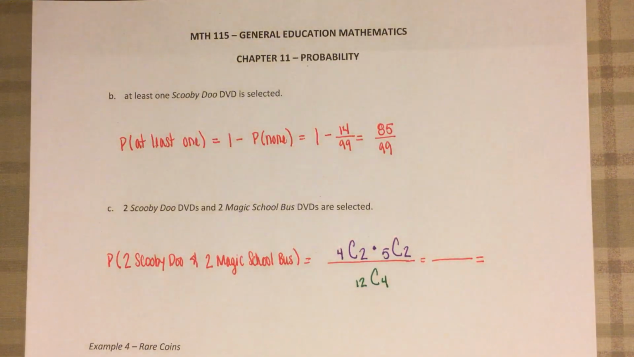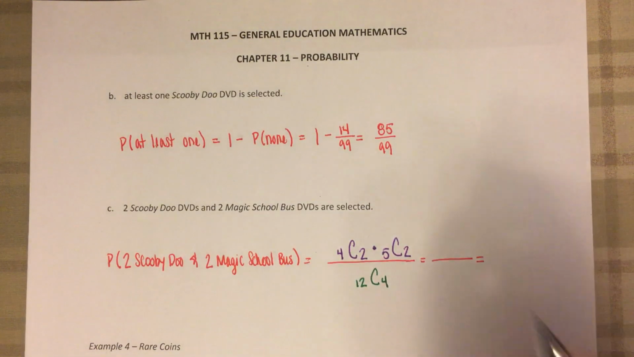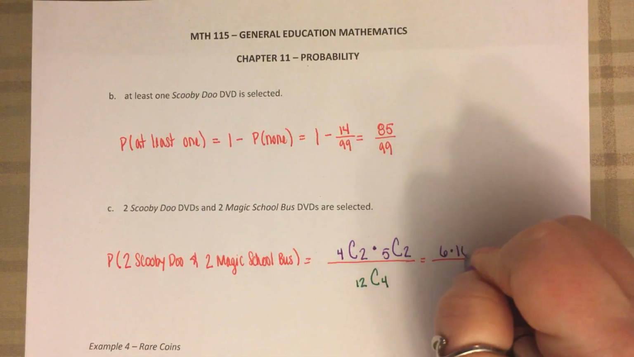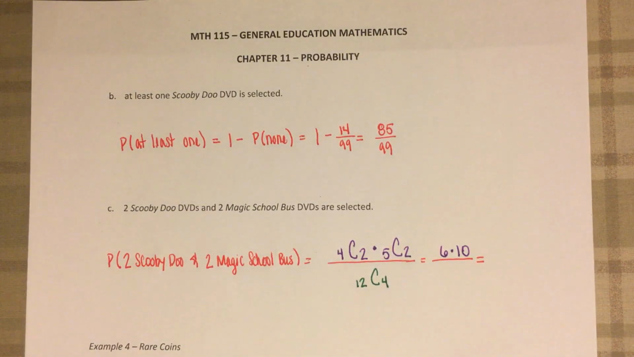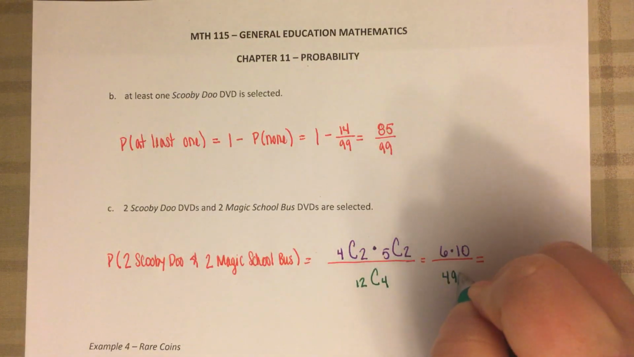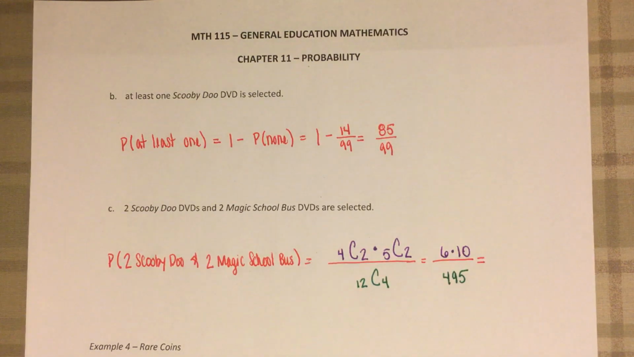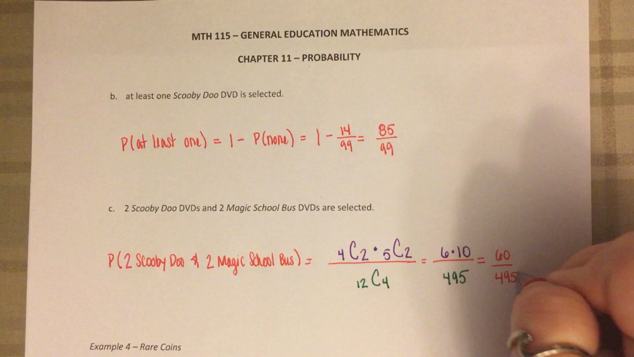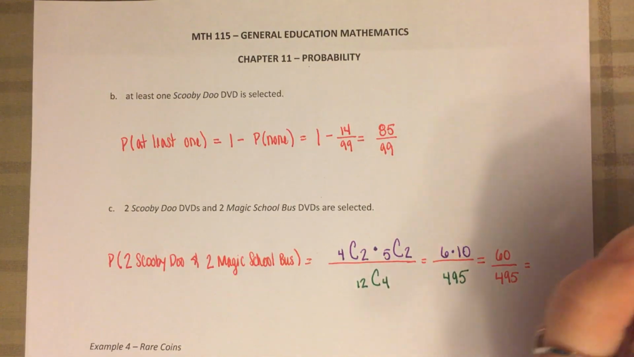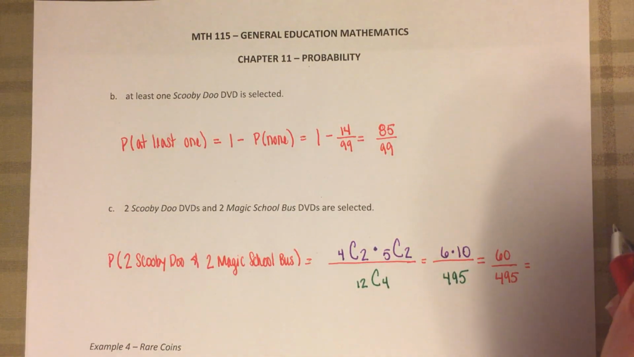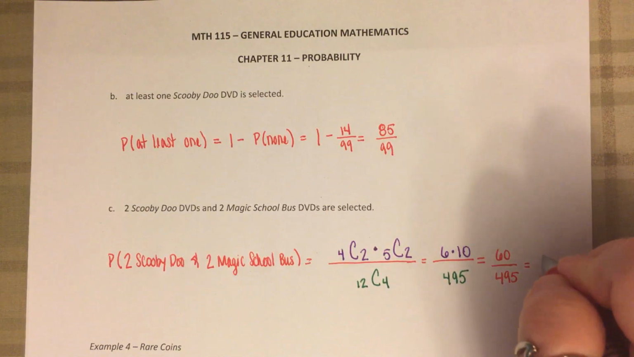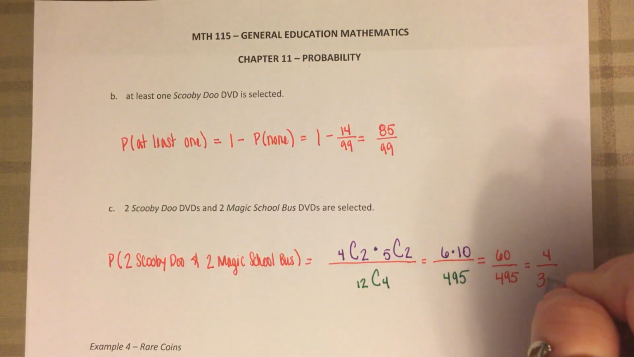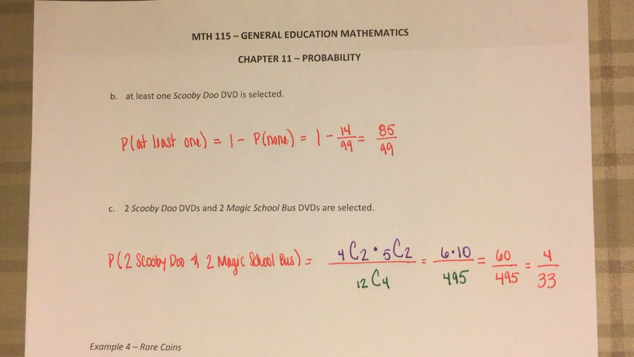Okay. All right, so up top, 4C2 gives us 6, 5C2 gives us 10. Down in the bottom, we get 495, just like we did in example A. That's going to give us 60 out of 495, where if we divide both our numerator and denominator, in this case they're actually both divisible by 15, or we could divide them by 5 and then divide them by 3 in our next step. This reduces to a fraction in lowest terms of 4 over 33.